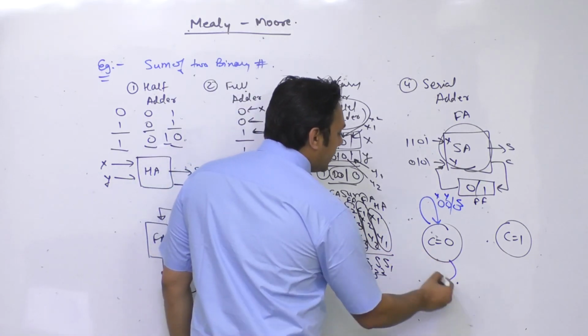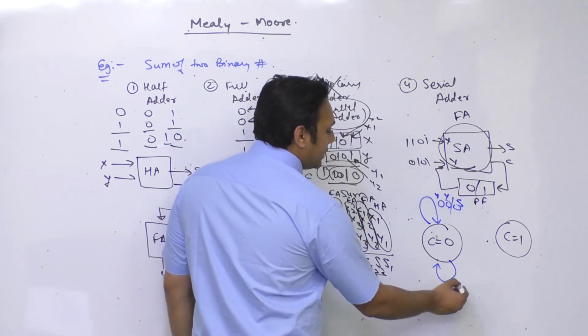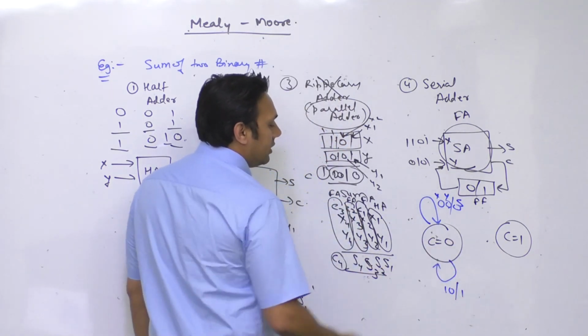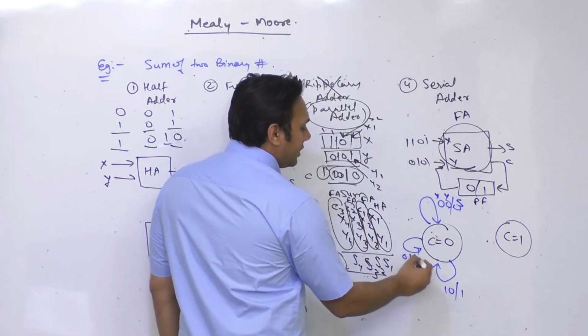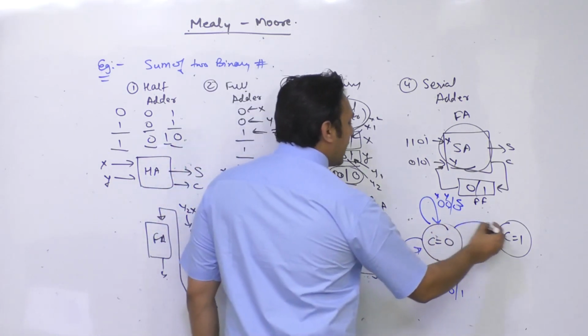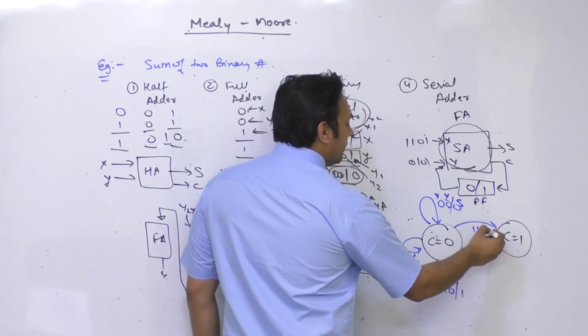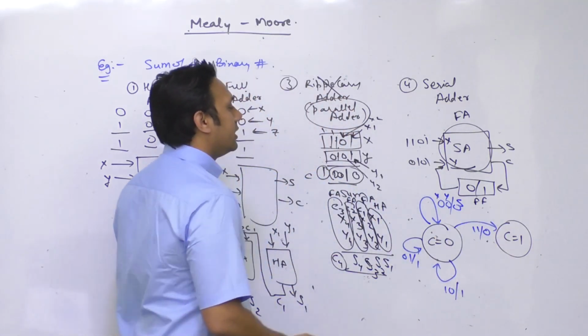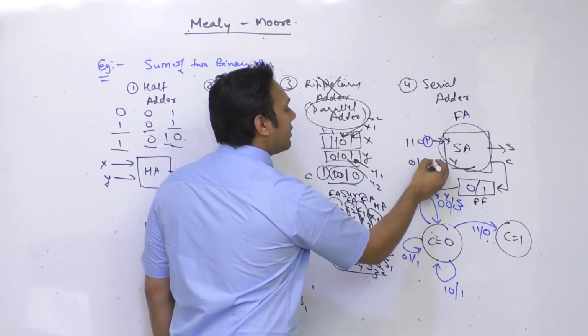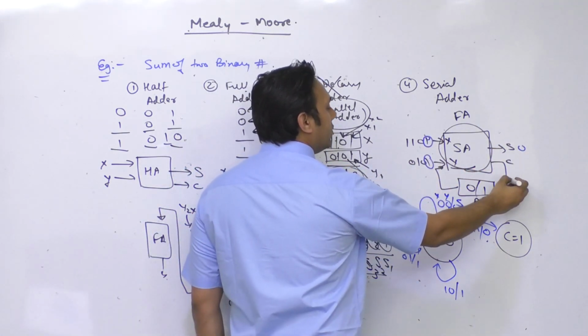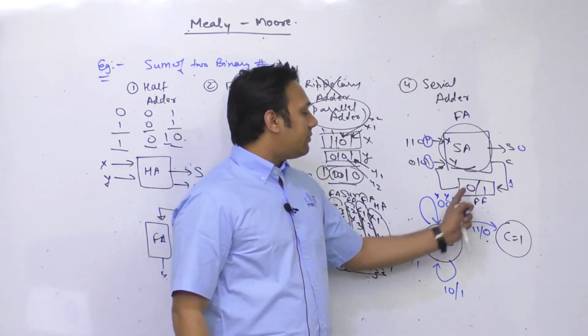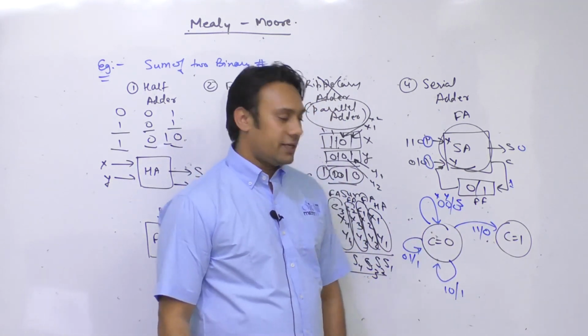So here if you add the bits 1 0, then the sum will be 1 and again there is no carry. If you add 0 1, the sum will again be 1, but there is no carry. But if you add the numbers 1 and 1, the sum will become 0 and the carry will become 1. That means if you add 1 plus 1, the sum will be 0 and the carry that will be generated is going to be 1. Then this flip-flop will transition to the next state.